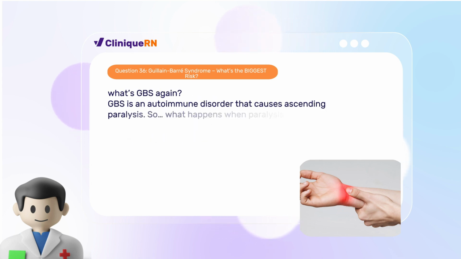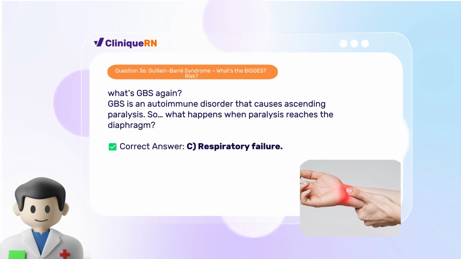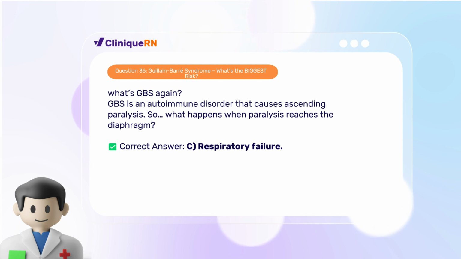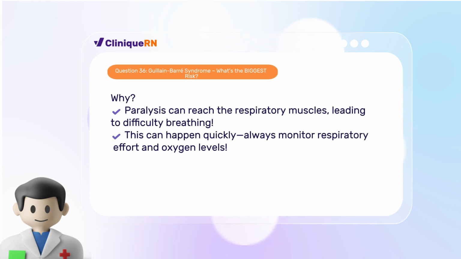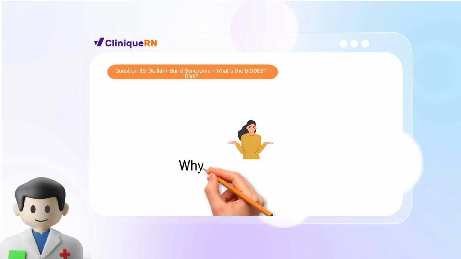Wait, what's GBS again? GBS is an autoimmune disorder that causes ascending paralysis. So, what happens when paralysis reaches the diaphragm? Correct answer: C. Respiratory failure. Why? Paralysis can reach the respiratory muscles, leading to difficulty breathing. This can happen quickly. Always monitor respiratory effort and oxygen levels.